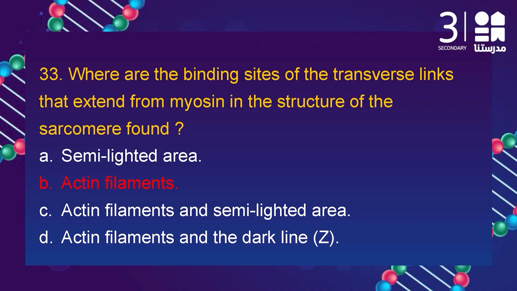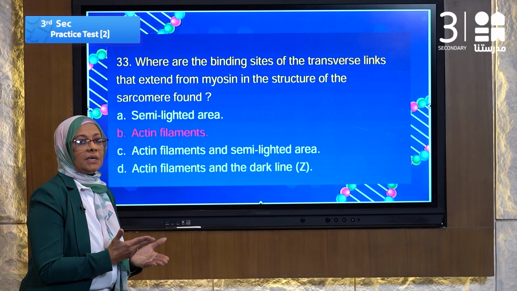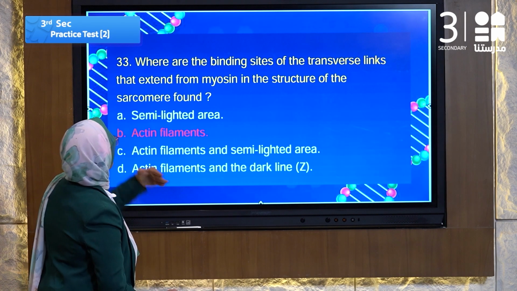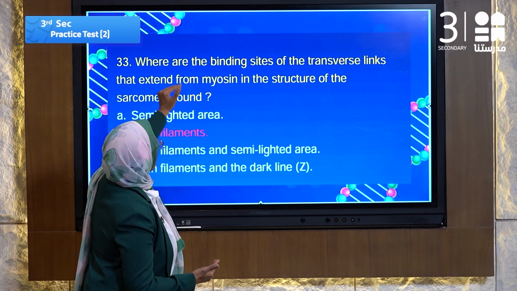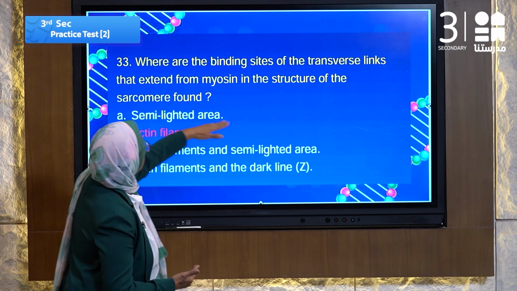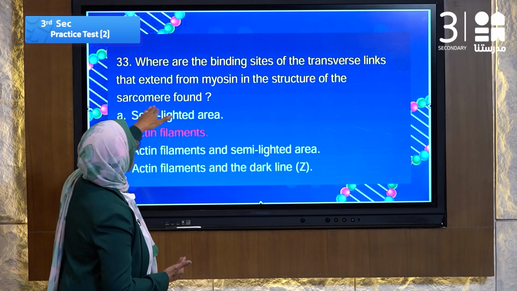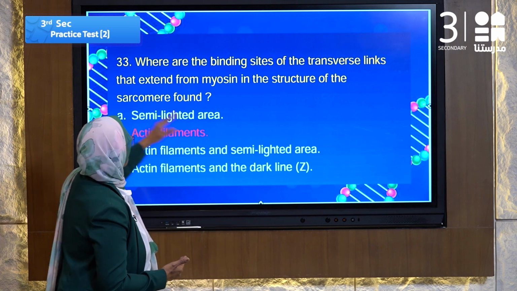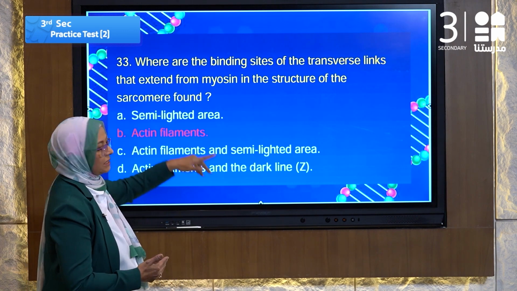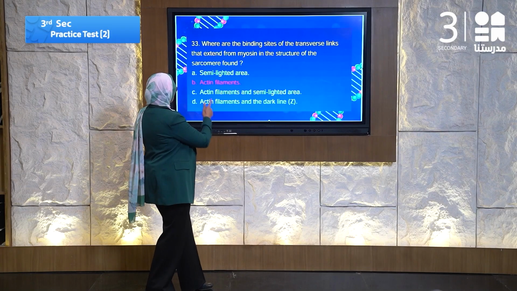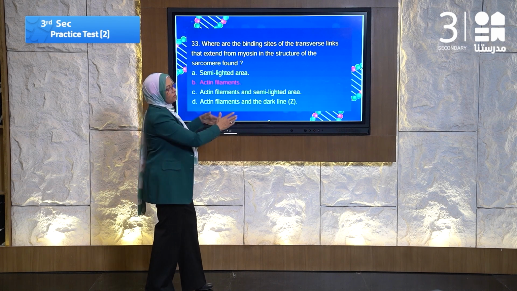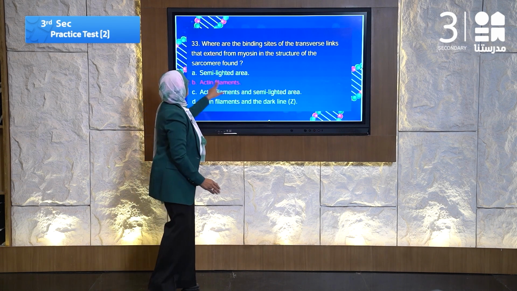The answer is actin filaments. So we must read the question again because there are many confusing options. Where are the binding sites of the transfer lengths that extended from myosin in the structure of the sarcomere found? Yes, the answer is number B, actin filaments. Thank you.